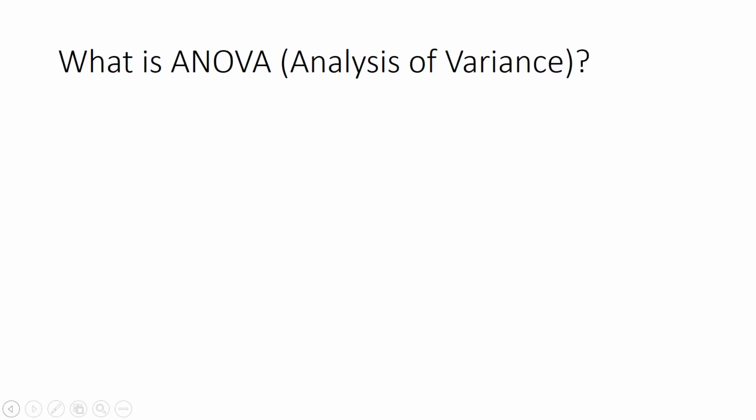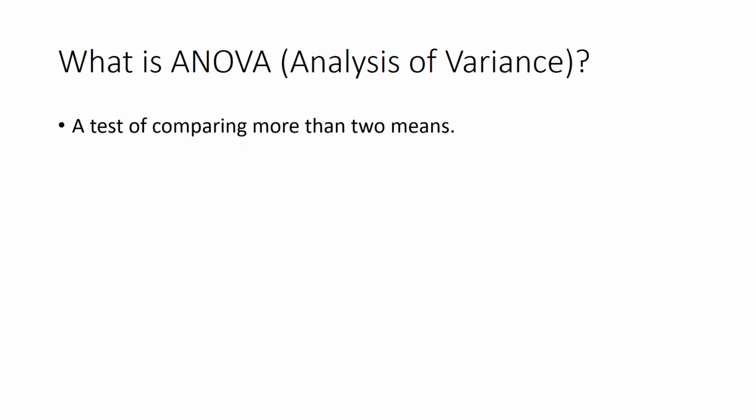What is ANOVA? Just like the t-test, ANOVA is a test of comparing means. The only difference between t-test and ANOVA is that in a t-test you can only compare two sample means. But in ANOVA you can compare more than two means.